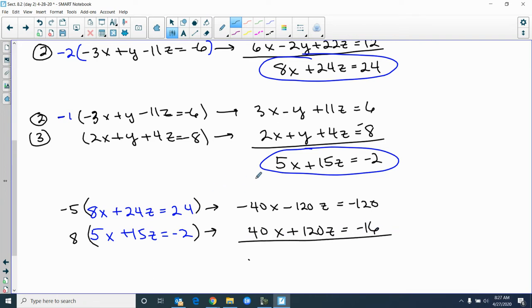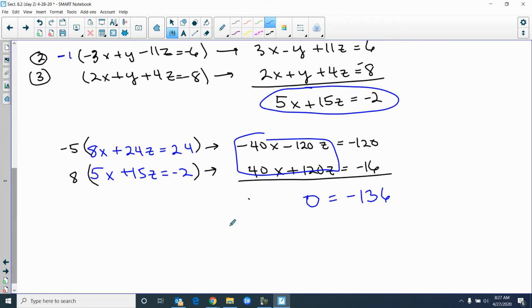All right, we're looking to get rid of the x's. Negative 40 plus 40 is 0, but what happens? We get negative 120 plus 120. That is 0. So this whole side adds up to 0. This is negative 136. This is a case here: 0 equals negative 136. That can't happen. No solution.